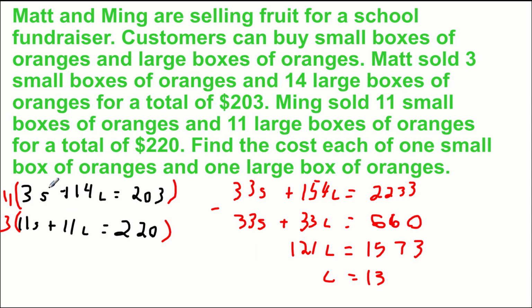Then, to get one of these solved, I'm going to go ahead and plug it into the first one. It doesn't really make a huge difference which one you plug it into, but we would have 3S plus 14 times 13. 14 times 13 is 182. That equals 203. When I subtract, I got 3S equals 21. We divide. That's where the 7 comes from. Any questions on that?